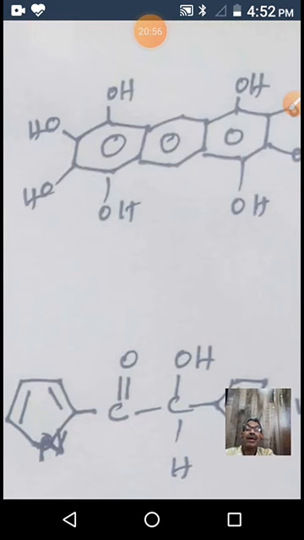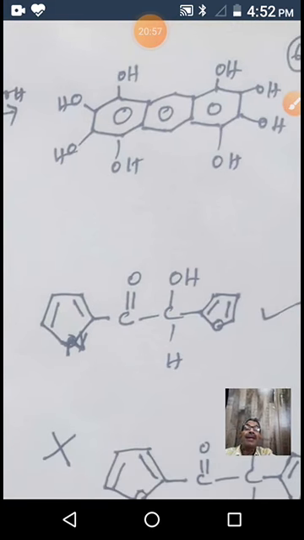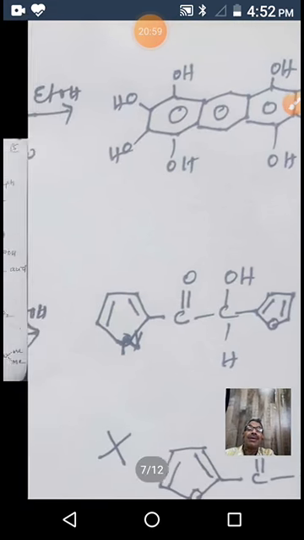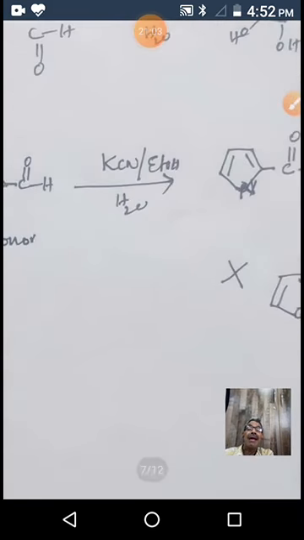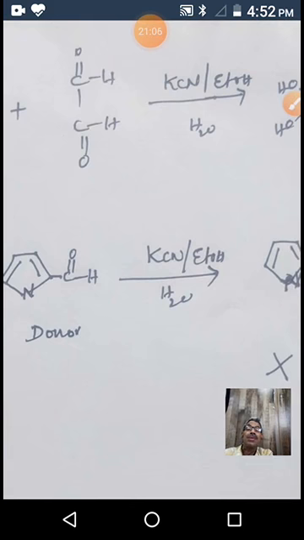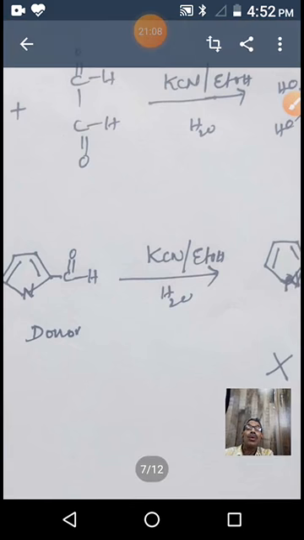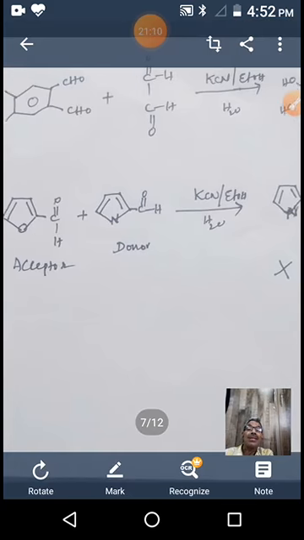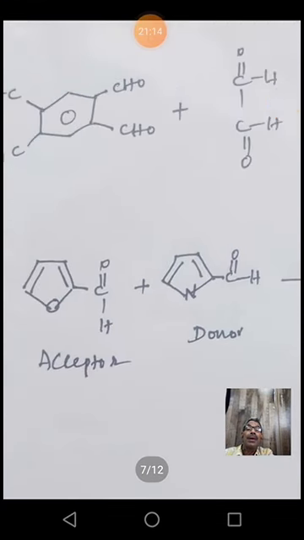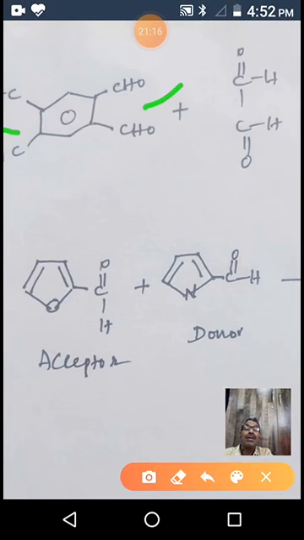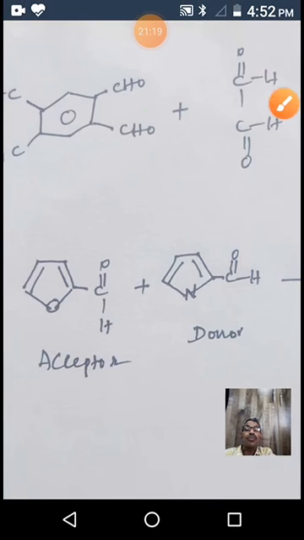This is homework for you. Try to write the mechanism for this reaction. I am giving you one hint. Two cyanide ions attack these two carbonyl groups. One thing, and two glyoxal molecules attack. One is from here, one is from here, and one is from here. That's why you'll get a tricyclic compound.